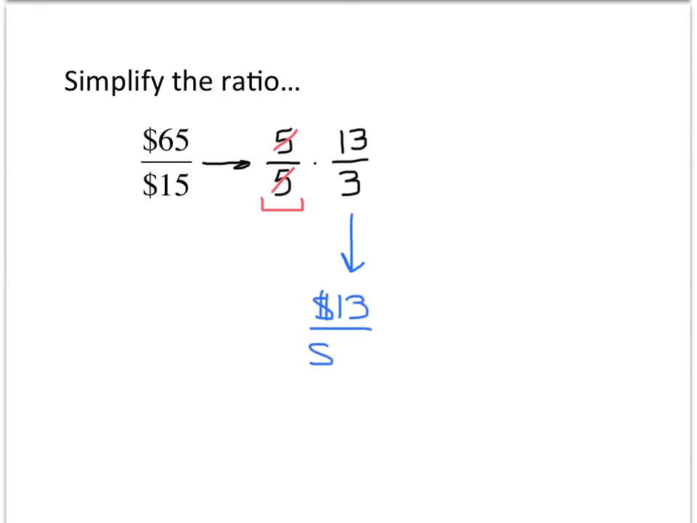divided by $3. So in other words, we're pulling out the largest number that divides both the numerator and the denominator, simplifying, and then recognizing that the simplified ratio would be 13 to 3, or in other words, 13 divided by 3. So again, I could write it as 13 divided by 3, or 13 colon 3, where both of these are in terms of dollars.